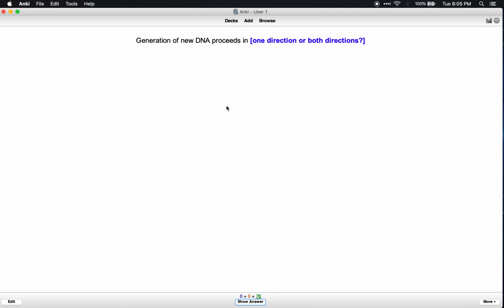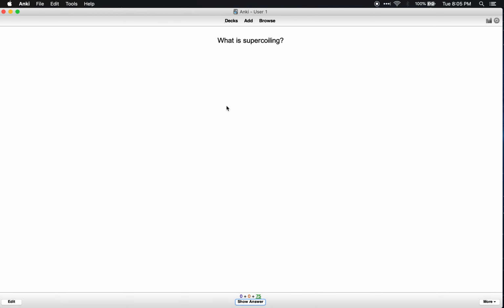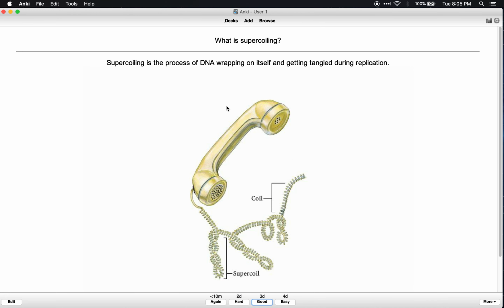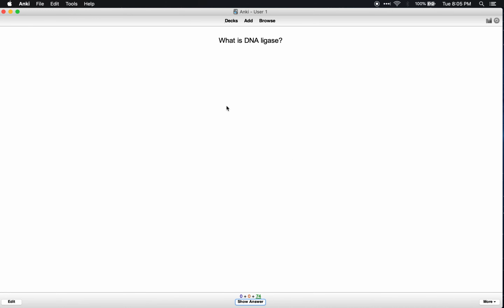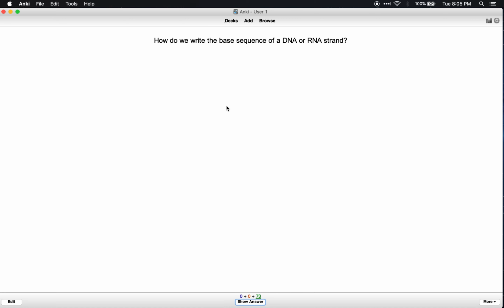Generation of new DNA proceeds in both directions. Supercoiling is the idea that DNA coils around itself, kind of like a telephone cord. DNA ligase links fragmented DNA together, such as Okazaki fragments. Synthesis runs 5' to 3' for DNA and RNA strands. A probe is DNA with a known sequence that's able to bind to a complementary piece of DNA.